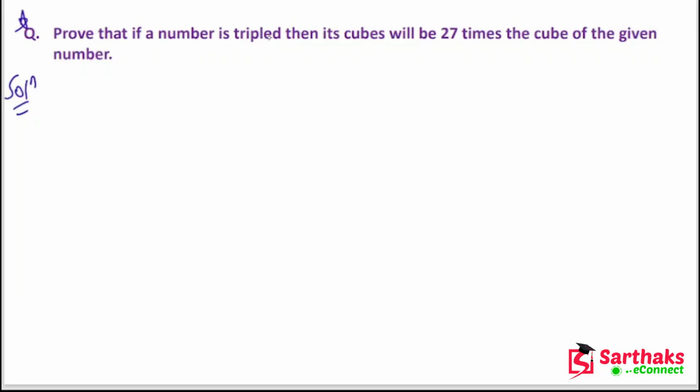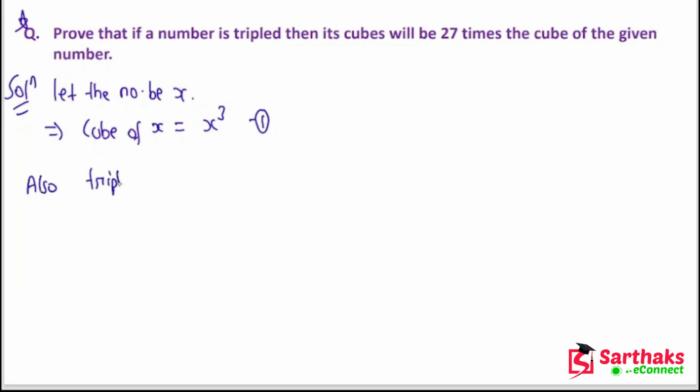See, it says that if a number is tripled, so let us first assume the number. We do not have any number, so let the number be x. Now the question says that if it is tripled, then its cube. So the cube of x would be x cube, right? So it is the first thing. Now the question is the cube of the given number, that is why we have found x cube. So we have assumed a number, we have done its cube. Now the question says that if the number is tripled first.